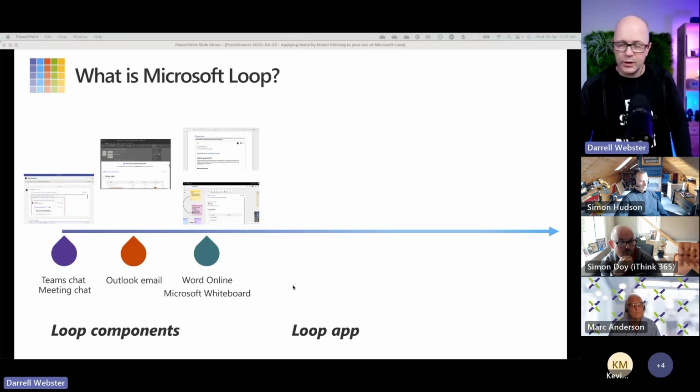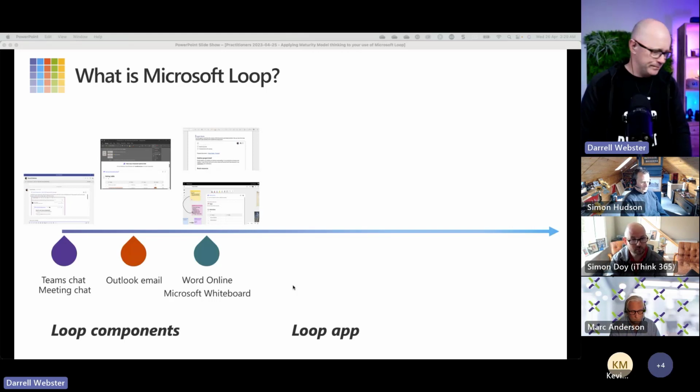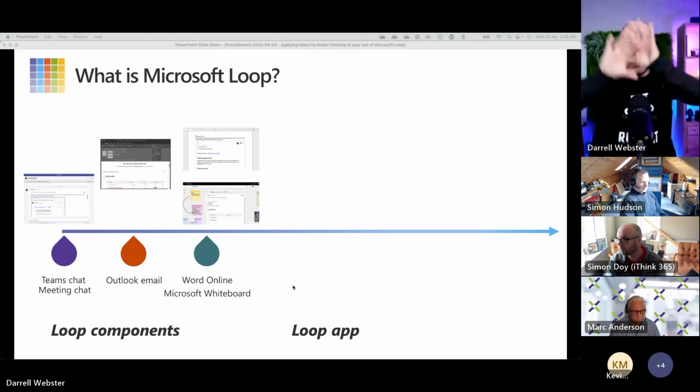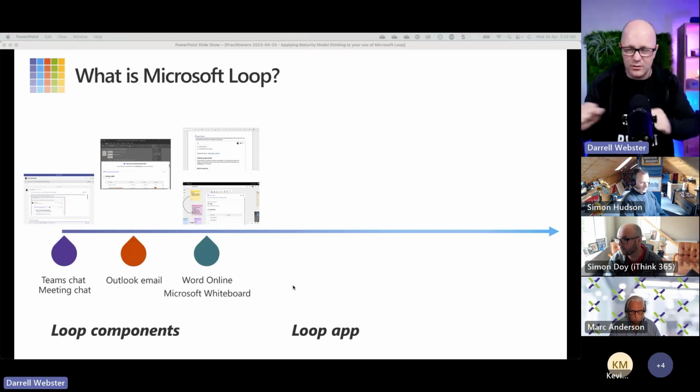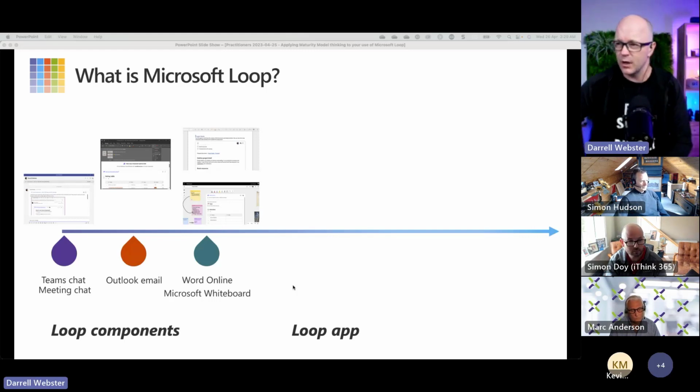Then Microsoft Whiteboard, interesting place. I mean, Loop doesn't have any inking capabilities or contextual grabbing things and dragging things, spatial ideation.